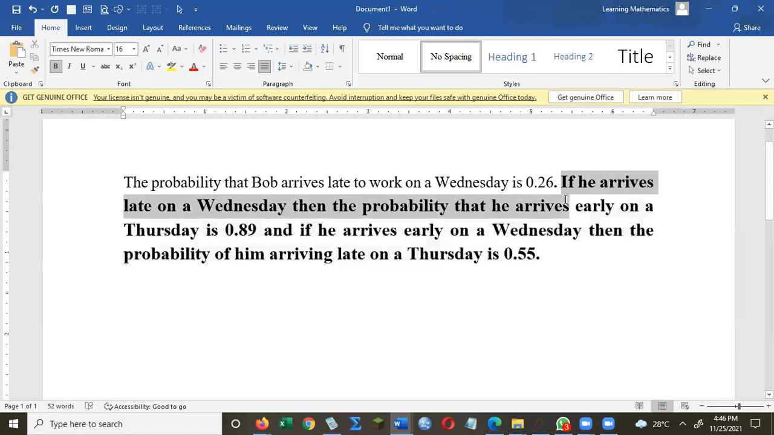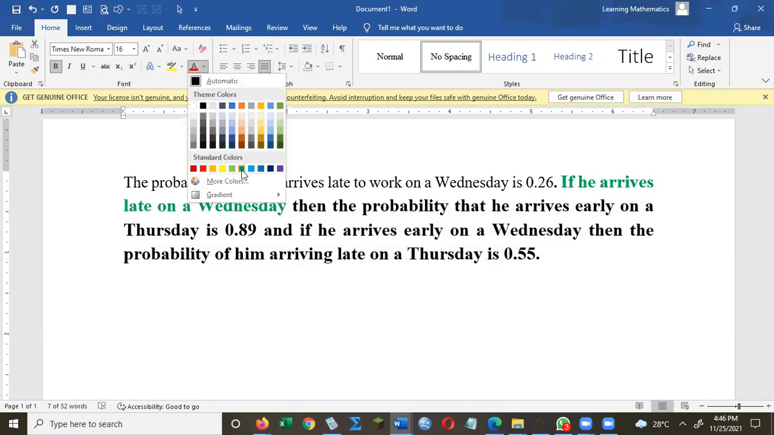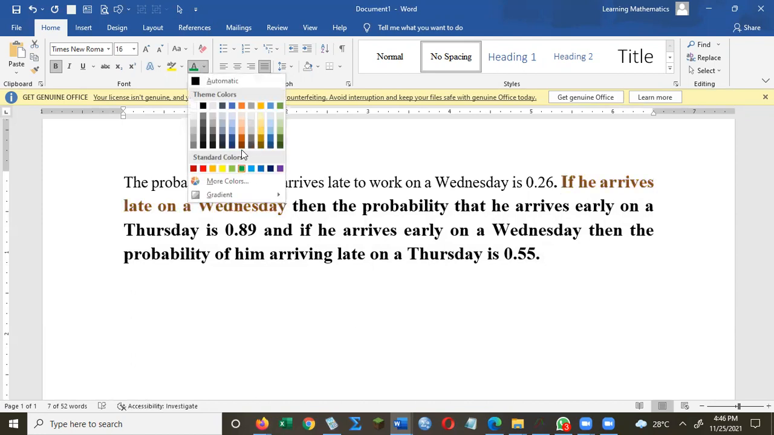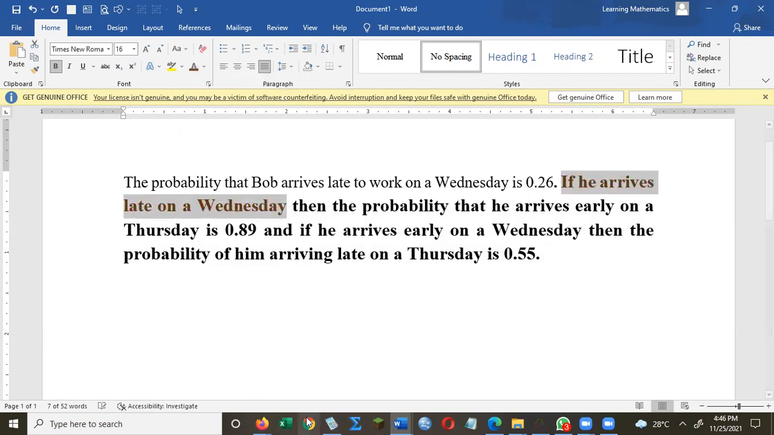You see that if he arrives late on a Wednesday, this information can be represented on the diagram, you know, that sentence there. Let's go to the diagram. We're going to represent if he arrives late on a Wednesday on the diagram.